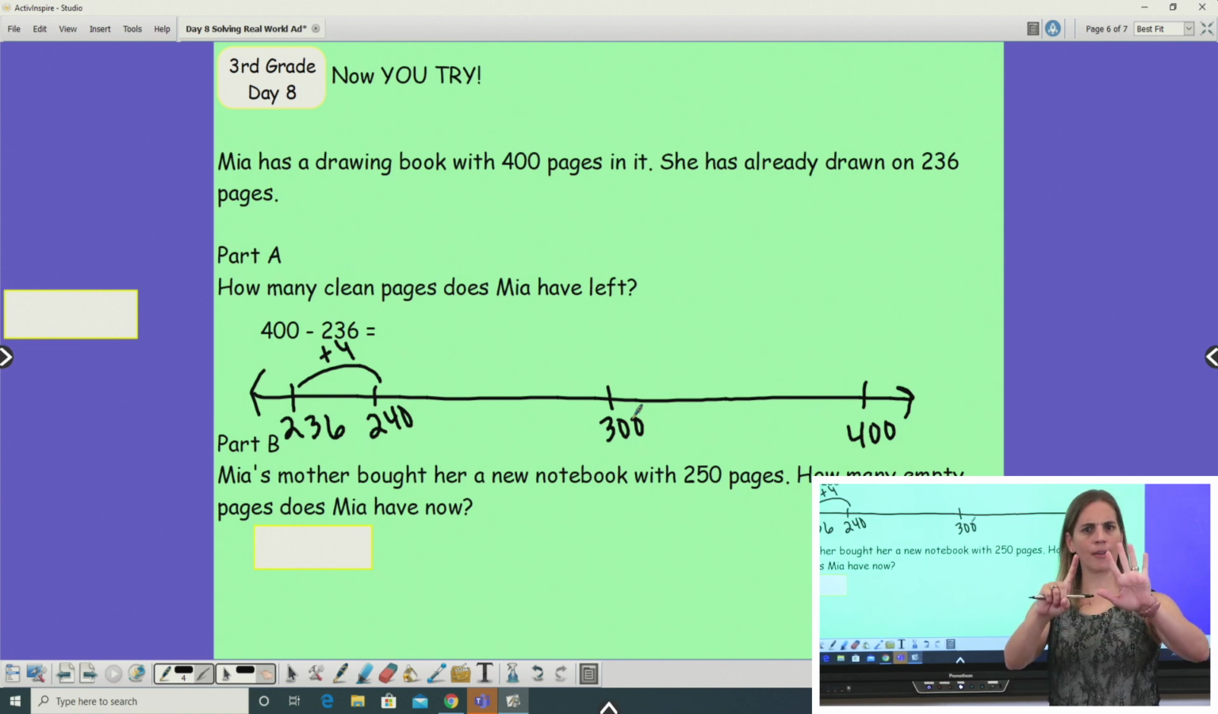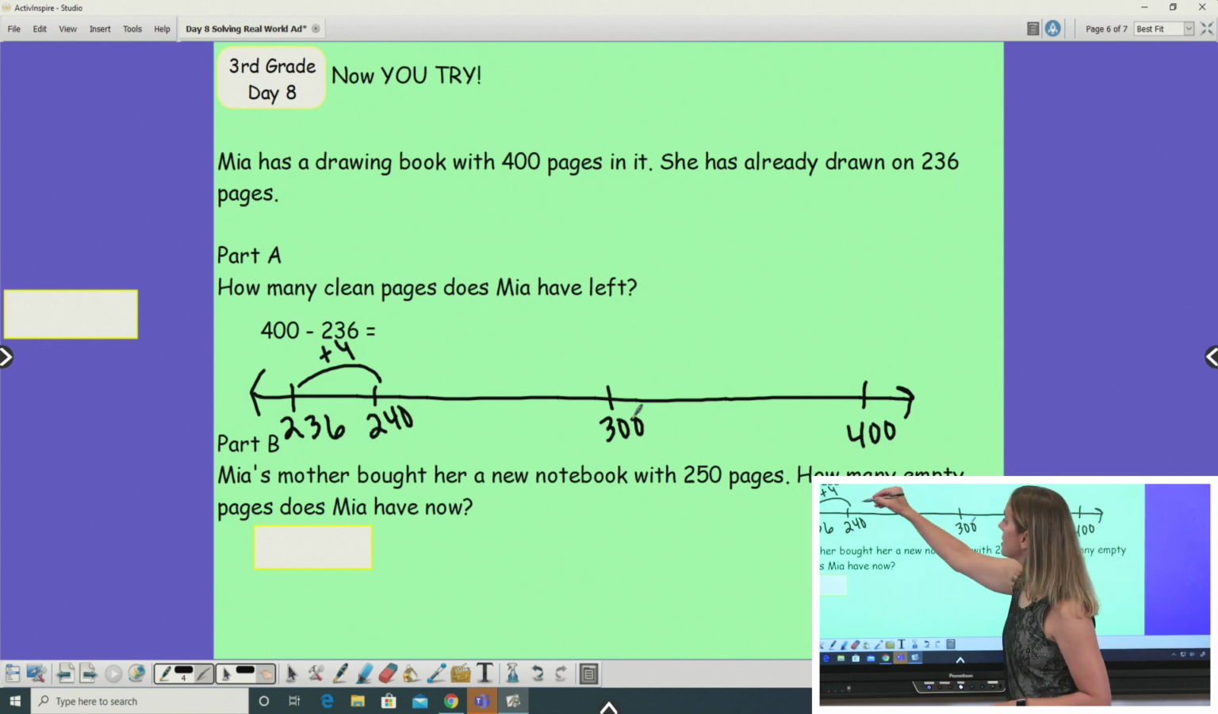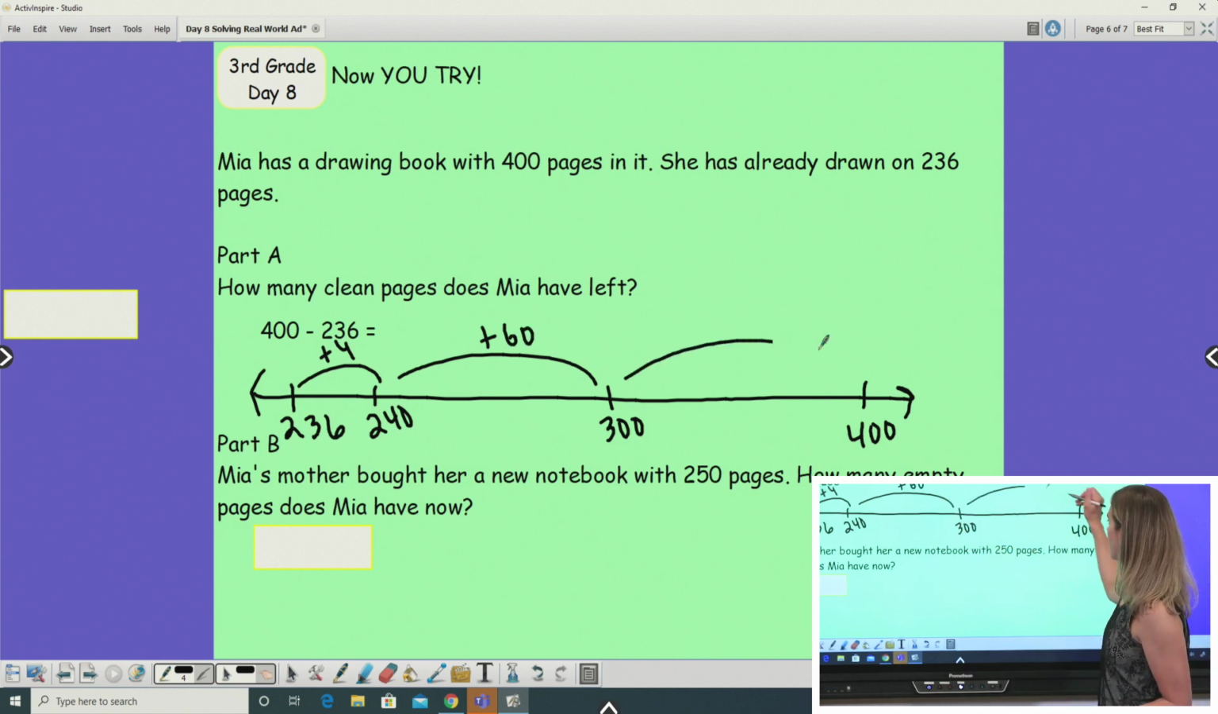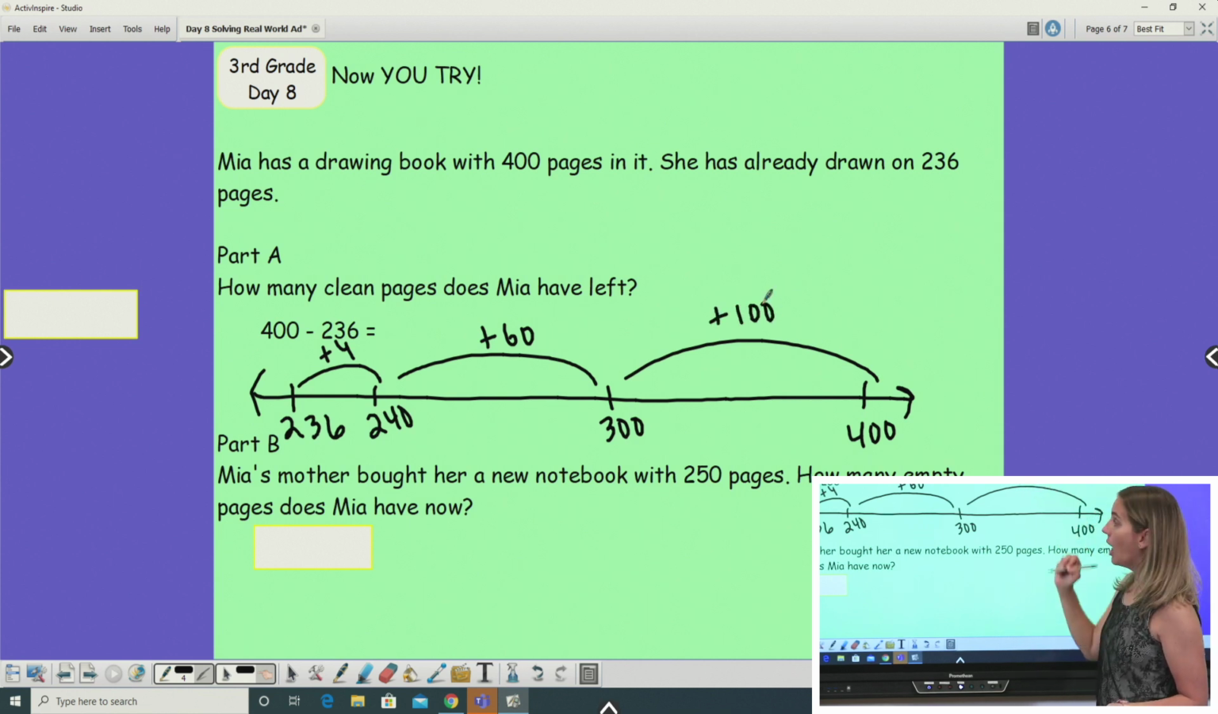How many 10s did we have to jump? 1, 2, 3, 4, 5, 6. So we know that 6 10s is the same as 60. And then take a look at this, from 300 to 400. That's a big jump, but it's an easy one. I'm just simply going to go 100.